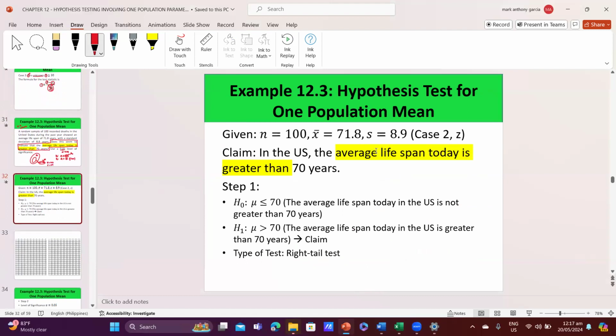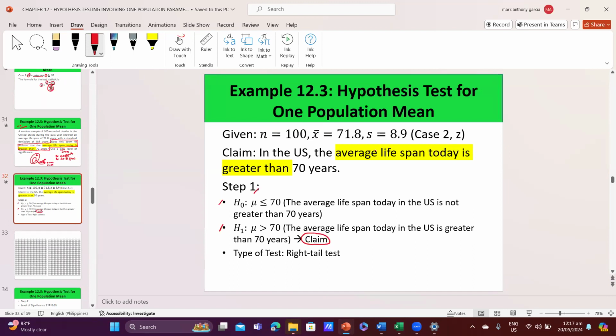So in the five-step test of hypothesis, the first step is to formulate our H0 and H1, which is what we have done so far in the previous line. So H0 is mu is less than or equal to 70, which means that the average lifespan today in the US is not greater than 70 years. And the alternative hypothesis is mu is greater than 70, which means that the average lifespan today in the US is greater than 70 years. And recall that that is our claim.